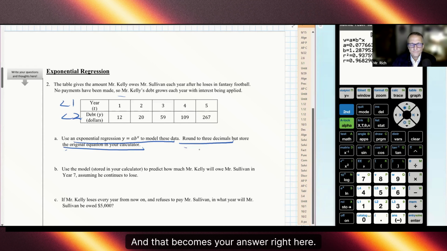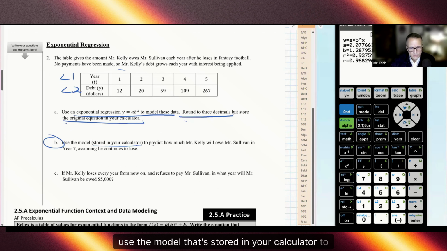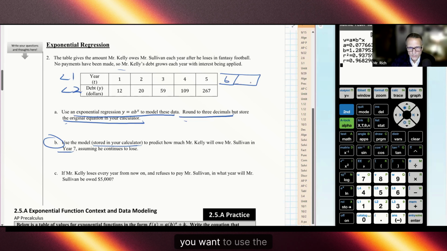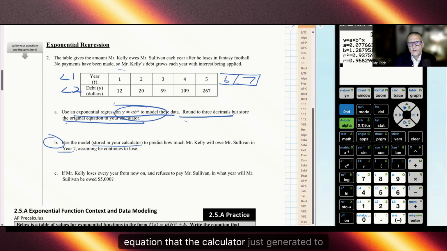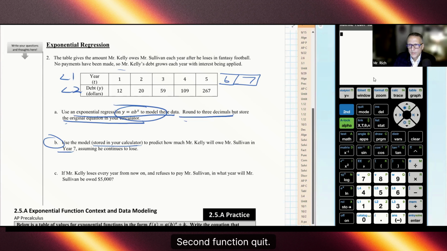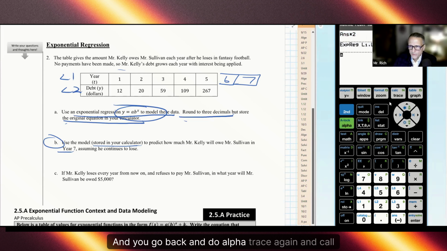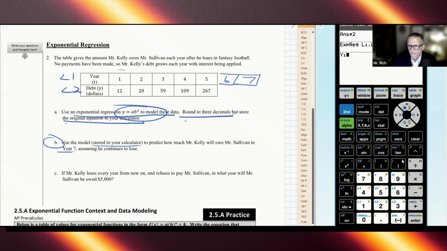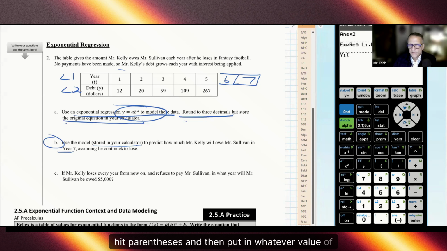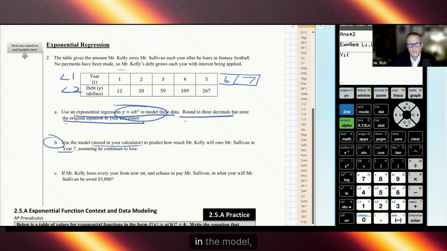Now it's super simple. Here for part B, it says, use the model that's stored in your calculator to predict how much Mr. Kelly will owe Mr. Sullivan in year 7. So if you are coming out to the 7th year, you want to use the equation that the calculator just generated to evaluate it when X is 7. Well, you go back to your home screen, second function quit. I'm now on my calculation home screen here. And you go back and do alpha trace again and call up Y1, hit parentheses, and then put in whatever value of X you want to evaluate in the model.